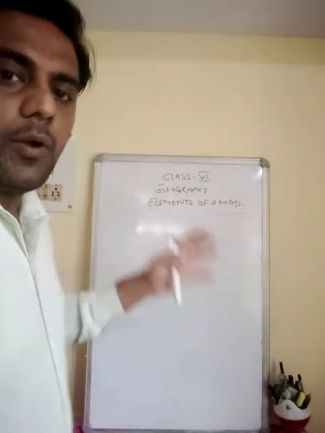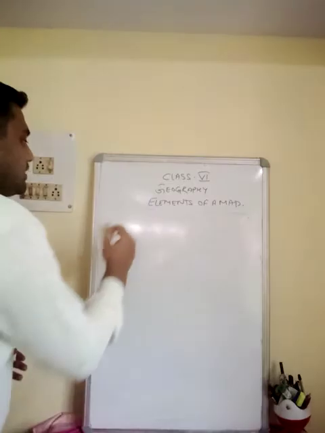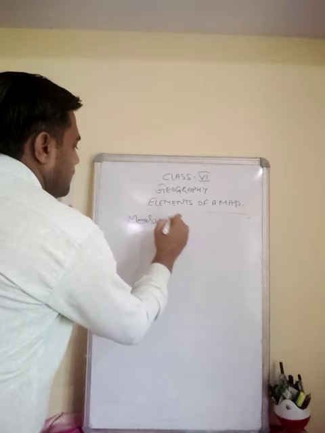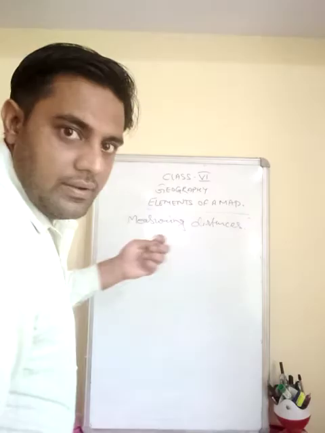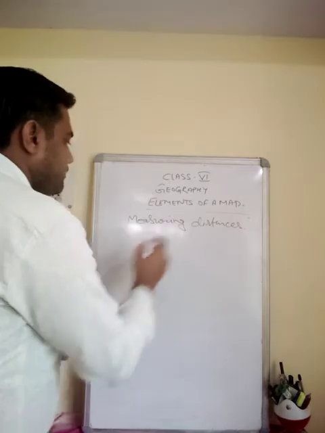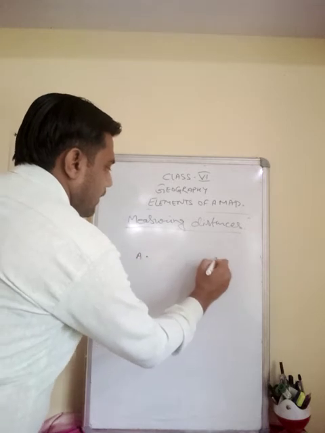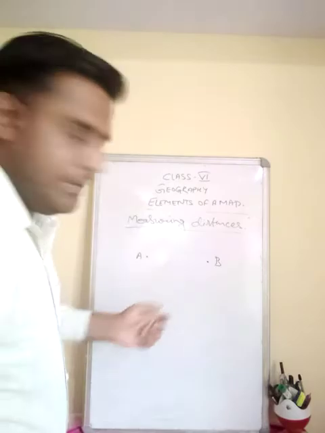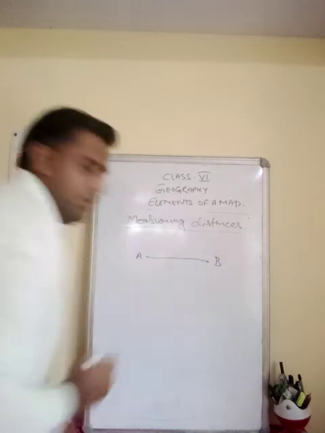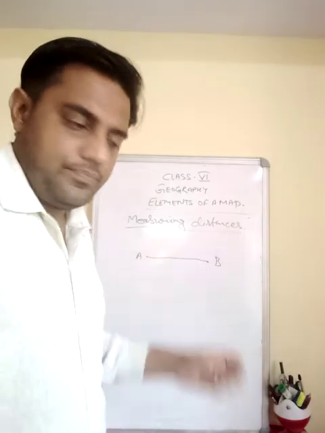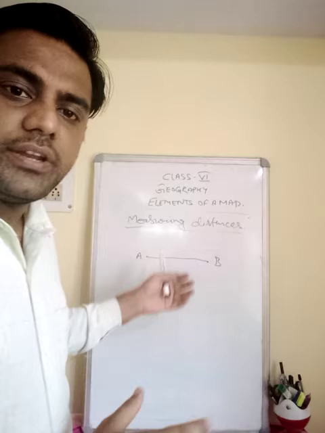Okay, now that we have learnt about scale, the question is how to measure distances on a map. Measuring distances on a map. Now dear children, suppose there are two places A and B. If they are in a straight line, then measuring distance is not a problem at all.